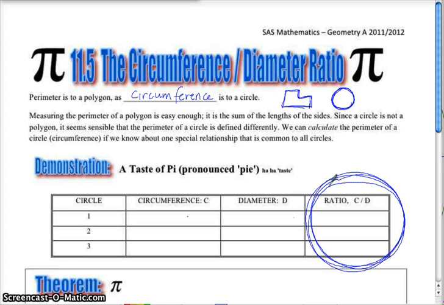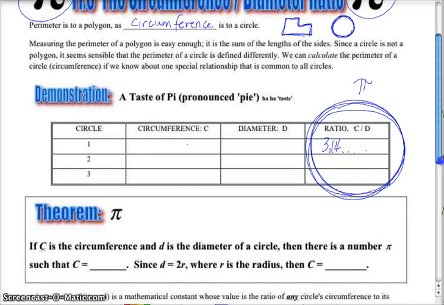Well, you should have discovered the ratio to be 3.14 and so on. And if you push the pi button on your calculator, you will get the first however many digits, 10 to 15 digits of pi. But remember, this is a number that continues forever and ever with no pattern. So this is the relationship between the circumference and the diameter of a circle. It's the ratio of the circumference divided by the diameter of any circle.